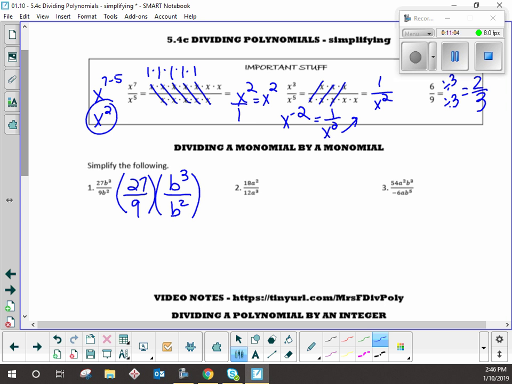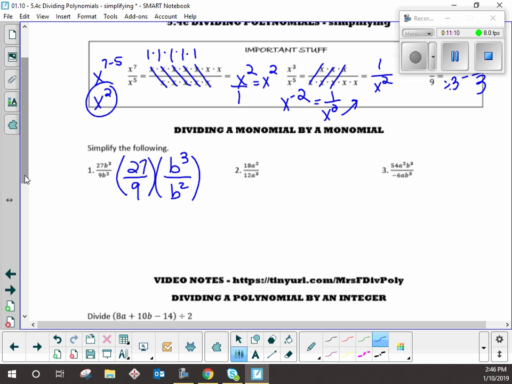So you want to take it in little pieces, the number piece and the b piece. What is 27 divided by 9? 3. Now, b cubed over b squared is just b, right? And one thing we did when we went over these fraction rules last semester, we went over the why of everything like I just did, but then we switched over to this shortcut that I'm going to start right now.